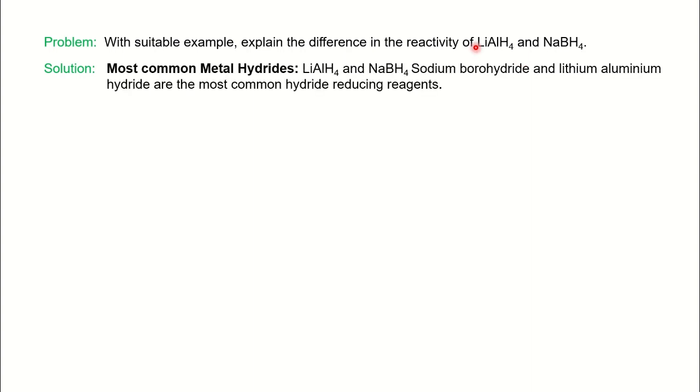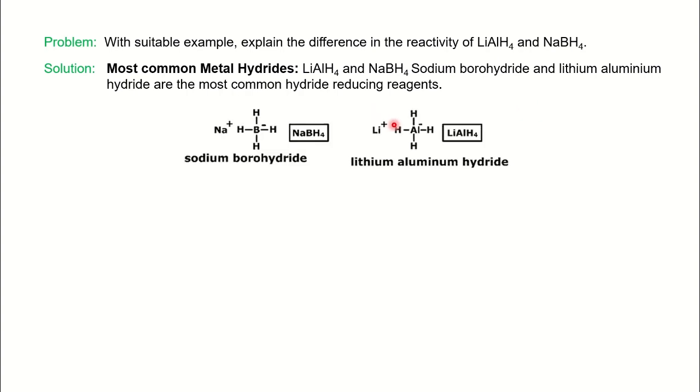So we know that these are the two metal hydrides. Here you can see the metals lithium, aluminum, sodium and boron. We know these two are the best reducing agents, and the structures you can see here. In sodium borohydride, the sodium has a positive charge and the hydride of boron has a negative charge. Similarly, you can see lithium and aluminium here. Lithium carries a positive charge, and aluminium has a negative charge.